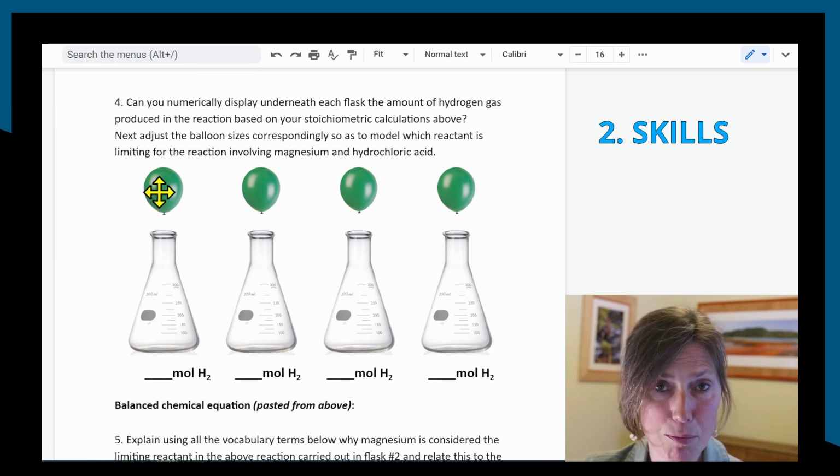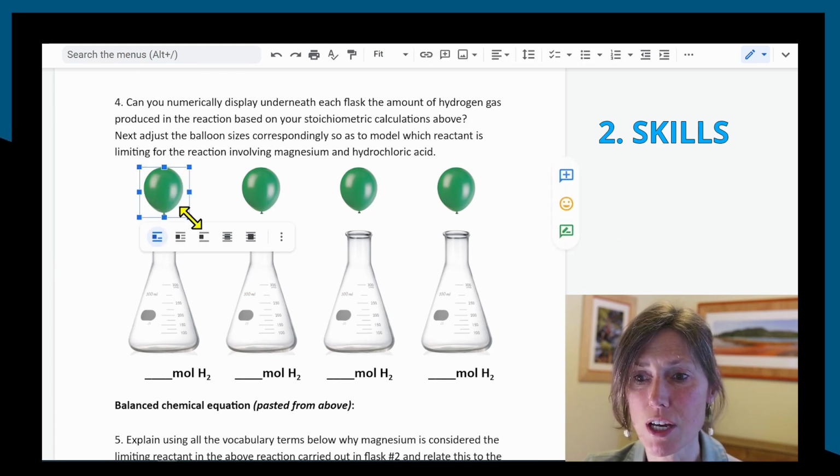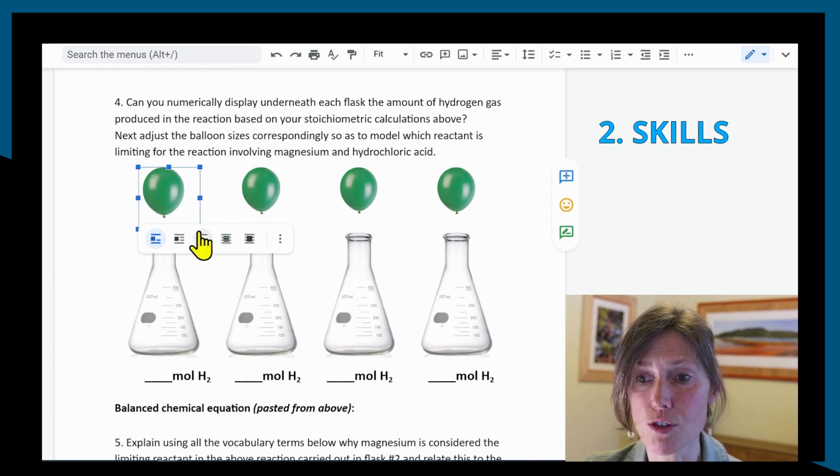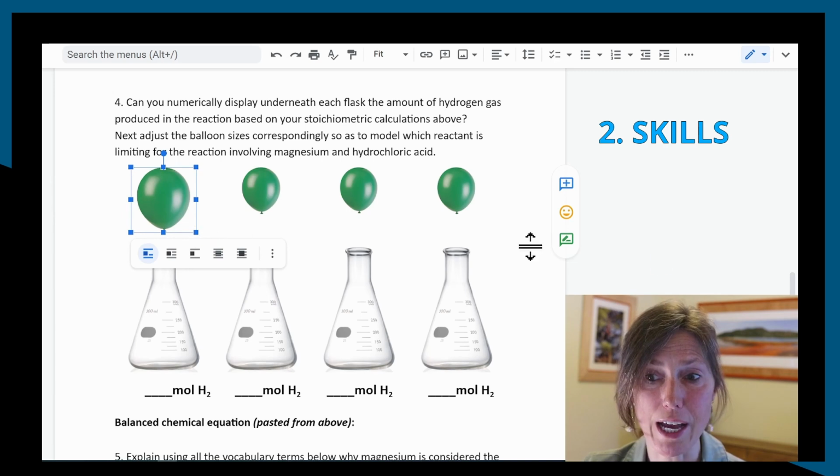Next, they will actually manipulate the balloons that are above these flasks. So you should simply click on the balloon image, and then you can increase or decrease the balloon size to show how much hydrogen gas that these balloons actually capture.